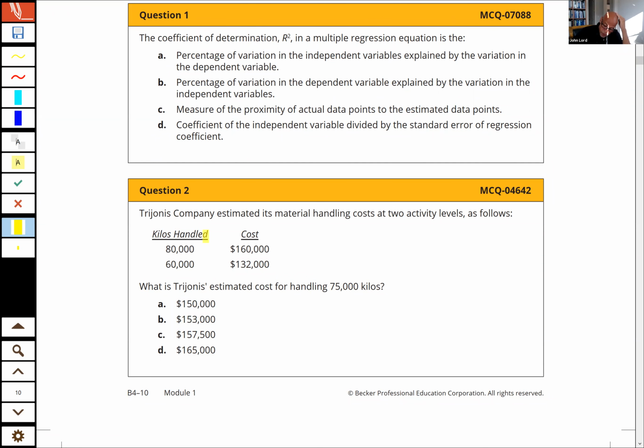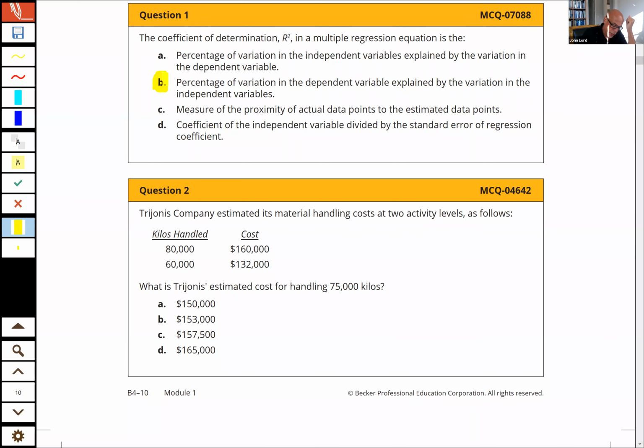Okay, let's go ahead and wrap this one up a little bit. Basically, this is a definitional question that almost looks like everyone got right. The answer here is B. The coefficient of determination, R squared, is what? The percentage of variation in the dependent variable explained by variation in the independent variable.